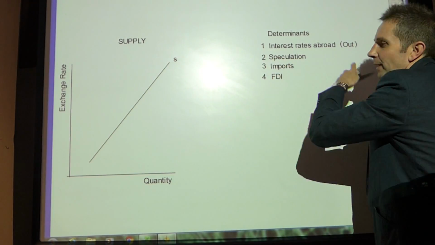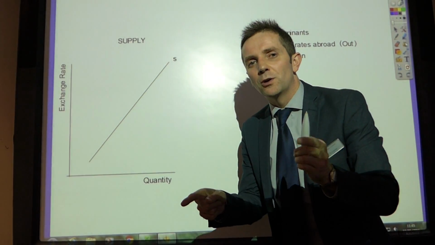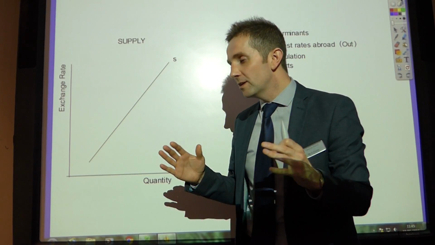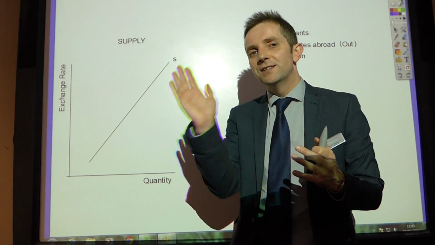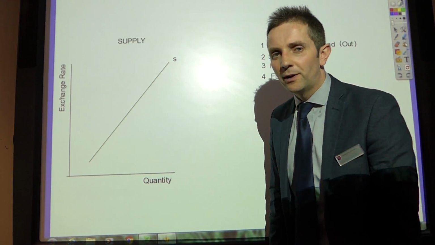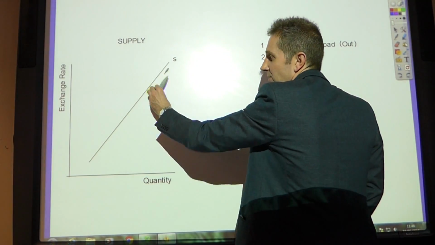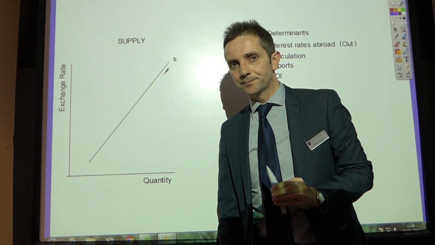Number two, speculators. Speculators thought it was better, let's say, to hold US dollar than UK sterling. What would they do to their holdings of UK sterling? Sell them. What would that do to the supply of sterling on the Forex, that's the foreign exchange markets? The supply of sterling would shift to the right.